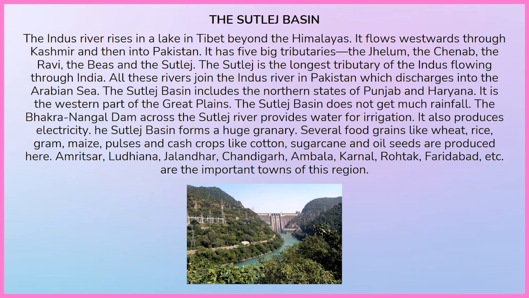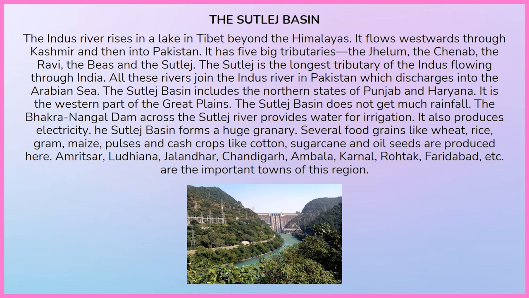The Sutlej Basin includes the northern states of Punjab and Haryana. It is the western part of the Great Plains. The Sutlej Basin does not get much rainfall. The Bhakra Nangal Dam across the Sutlej River provides water for irrigation. It also produces electricity. The Sutlej Basin forms a huge granary.